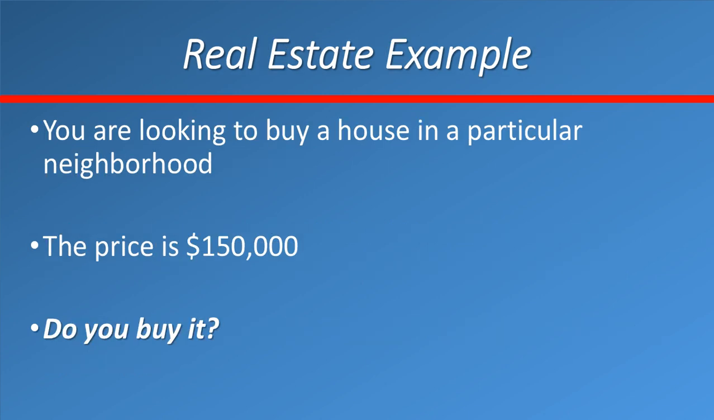So let's do an example of real estate. We use relative value analysis in real estate all the time. So let's say you are looking to buy a house in a particular neighborhood, and all you know is that the price of the house is $150,000. With just that information, would you buy the house? Well, obviously not. That's not very good information. You don't know anything about the house or the neighborhood or anything else.